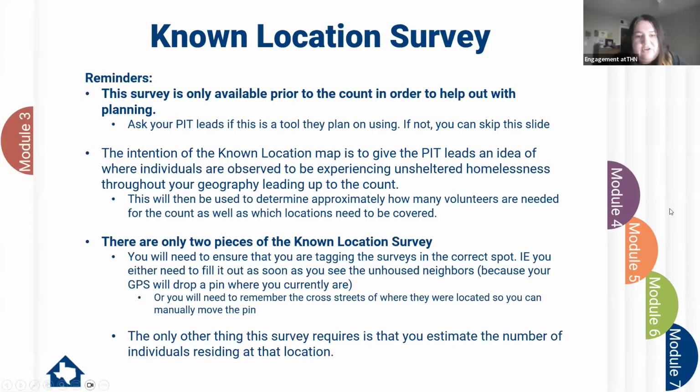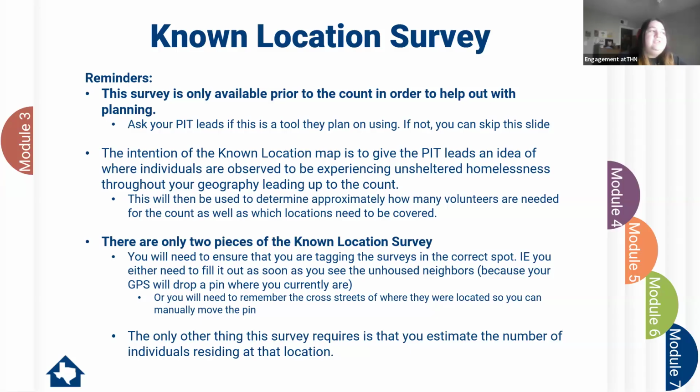let's talk about the known location survey. The known location survey is a type of survey that is only available prior to the actual night of the count to help out with planning. If you remember in our previous training, we talked about hotspot mapping in advance of the count, going out there and observing places where you are seeing people experiencing homelessness, whether it's encampments or near overpasses or in parks, and making note of those locations. So the known location survey allows us to actually track and record those within the app that we use to gather point in time count data.